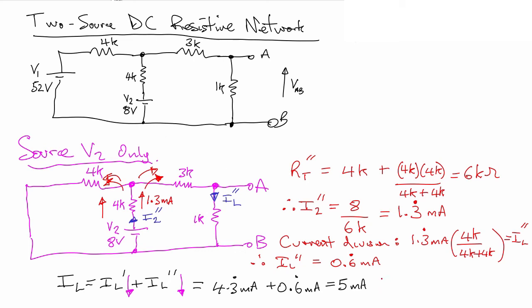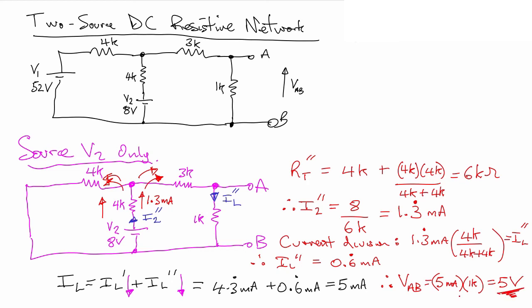Let's change color, because now we can say the voltage between terminals A and B is equal to I times R. Well, I is 5 milliamps times the resistor value between A and B. That was the 1K resistor. So we've got 5 milliamps flowing through that 1K resistor. So V equals I times R, 5 milliamps times the 1K. The milli and the K cancel out. The 5 times the 1 gives you 5, and we end up with 5 volts.